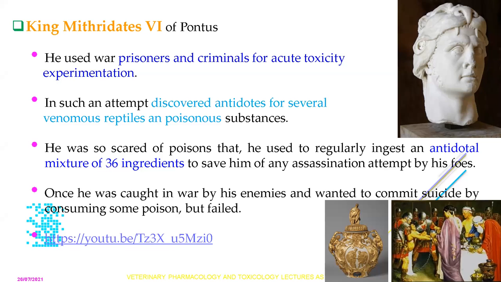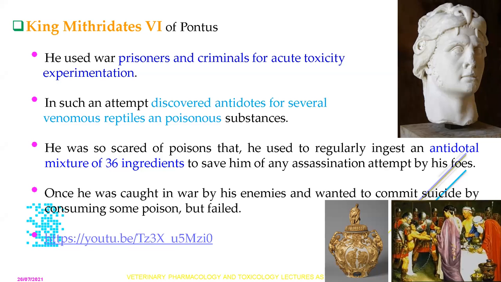He used to enjoy the death of the prisoners by administration of poison. Such a crooked person, but a scientist was also hidden in him. He discovered antidotes by administering a substance and then the poison, and he would see the recovery. But psychologically, he had certain maniac episodes. He was so scared of poisons that he regularly ingested an antidotal mixture of 36 ingredients to save himself from assassination by his enemies.